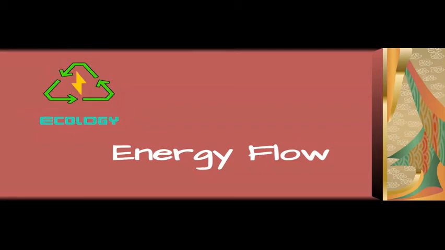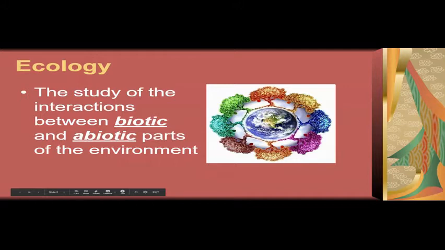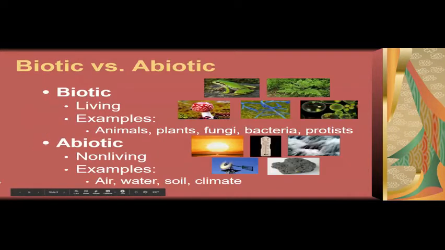So our next unit is on ecology, and the first section of this unit is on energy flow. Ecology is the study of the interactions between biotic and abiotic parts of the environment. Biotic means living, and so examples of biotic factors in the environment would be animals, plants, fungi, bacteria, and protists. Abiotic factors are non-living things in the environment. And so this would be air, water, soil, climate.